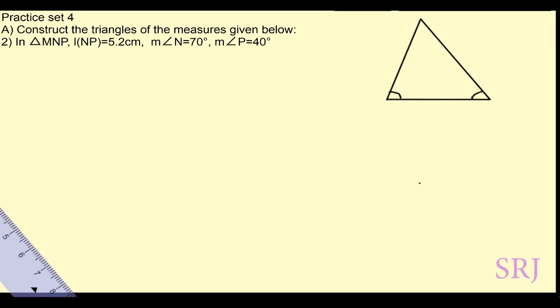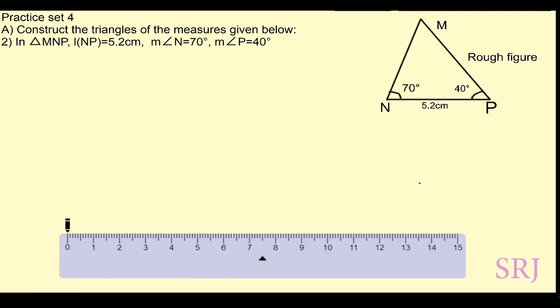Question number 2. In triangle MNP, length NP is equal to 5.2 cm. Measure of angle N is equal to 70 degree. Measure of angle P is equal to 40 degree. So let us quickly draw the rough figure. Let us take base as NP, that is 5.2 cm, and add the given information as per the question.